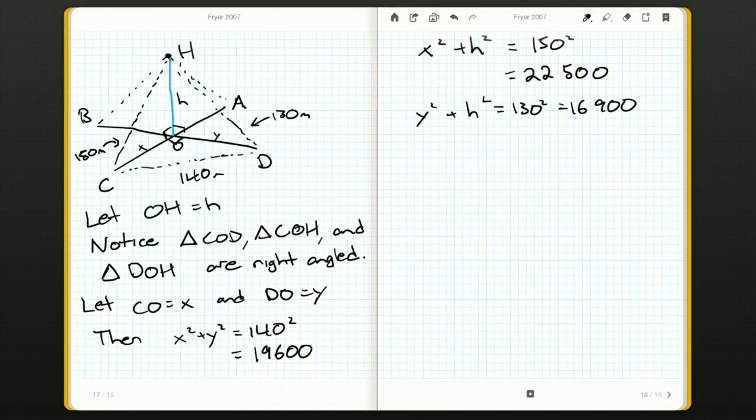So notice that the h's that we want here are sort of cluttered up by these x's and y's squareds. But I know what x and y squared is altogether. So what if I were to add these two? I'll get two copies of h squared, and I'll get an x squared plus a y squared, which I can substitute in with this. So a big old plus sign, x squared plus y squared plus 2h squared is going to be 22500 plus 16900. So 39400.